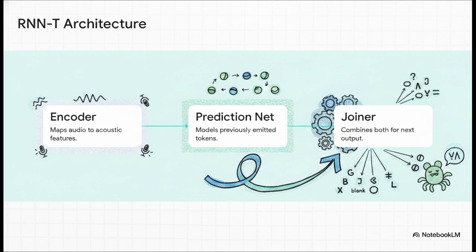Think of the joiner as the brain of the whole operation. It combines the acoustic data from the encoder and the token history from the prediction network, and it uses all that to produce a SoftMax distribution over all possible tokens plus a blank token. And I want to explicitly emphasize something here, guys. This is an encoder, a predictor, and a joiner. This is absolutely not a traditional cross-attention decoder. It's really its own unique animal.